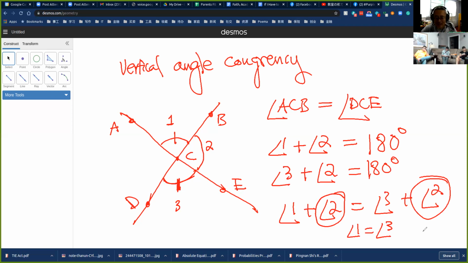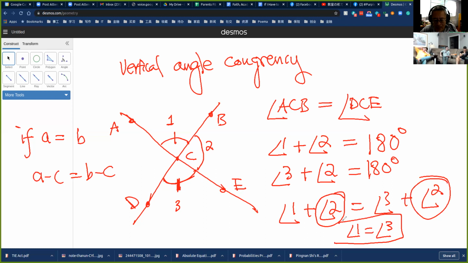So that's one of our common notions, that remember, if A is equal to B, then A minus C is equal to B minus C, right? So now we know this is based on one of the common notions, which is the reason we say common notions, because that's applied to all branches of math, not just to geometry. And you'll see that this rule is one of the fundamental rules of algebra.